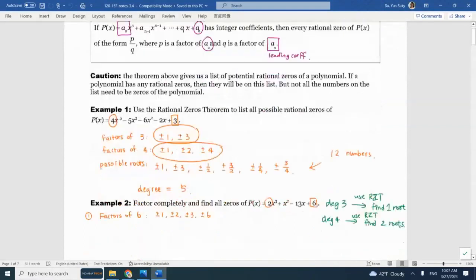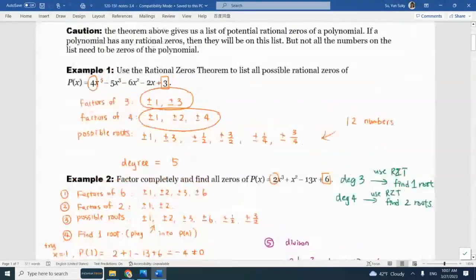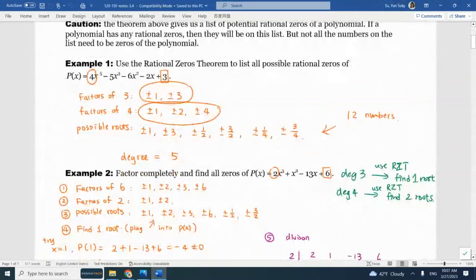Okay. So, example 1. We find the integer factors of the constant term. You always start with plus or minus 1, and then plus or minus 3. Integer factors, so no fractions here, just integer factors. And then you look at the integer factors of the 4, which are plus or minus 1, plus or minus 2, plus or minus 4. And then possible roots will be these numbers divided by these numbers.